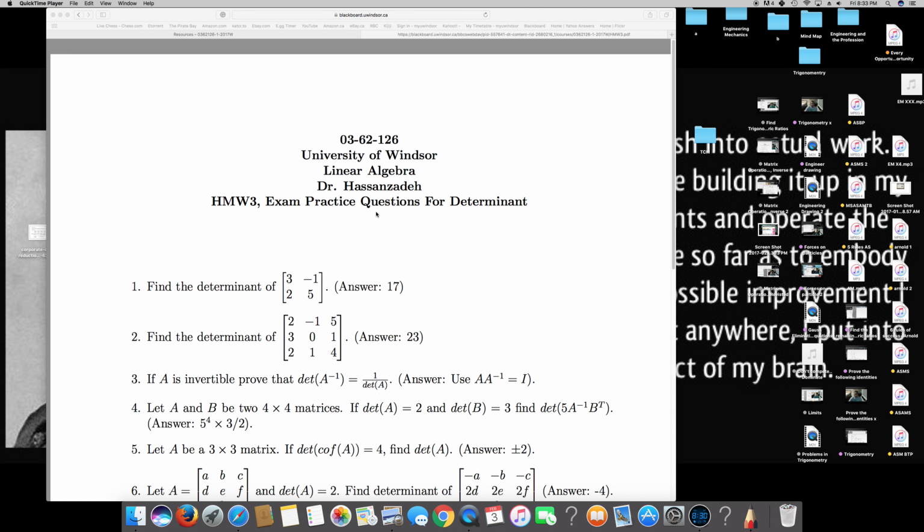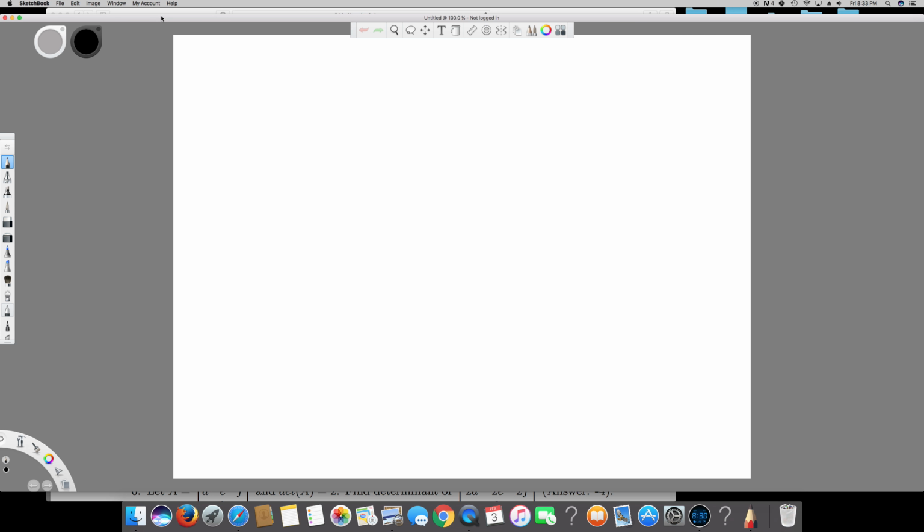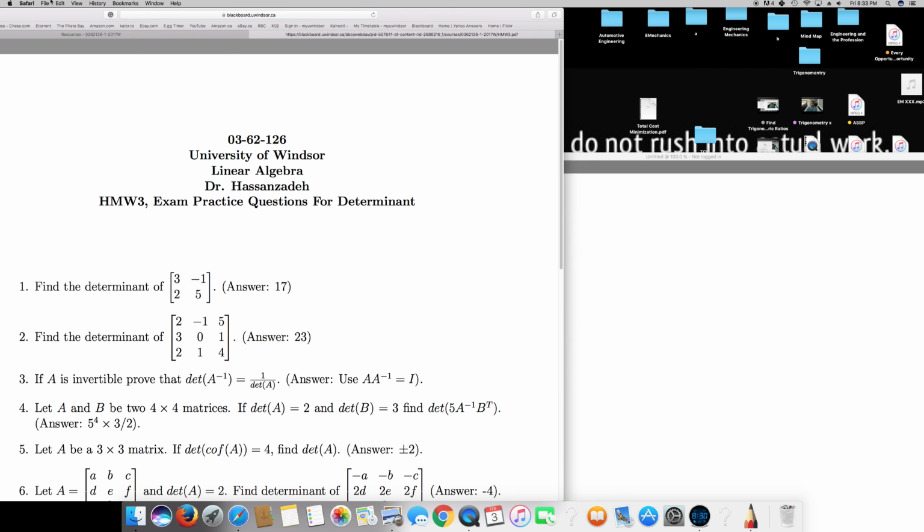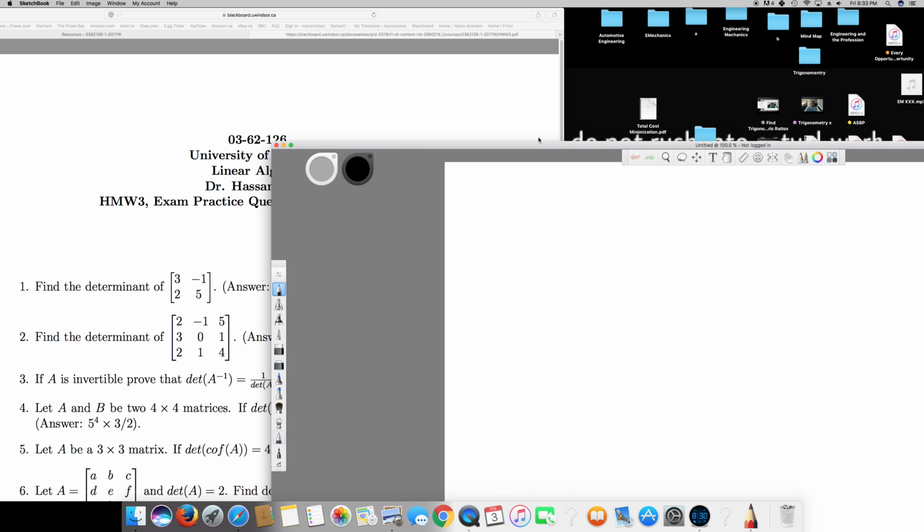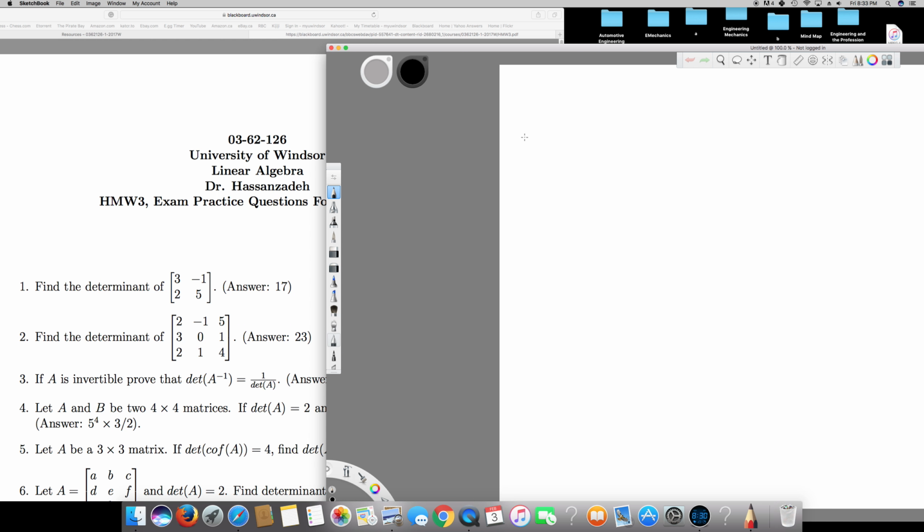determinant of matrices. So the first question is asking, find the determinant of the matrix 3, minus 1, 2, 5. So let's do it. Find the determinant of 3, minus 1, 2, 5. So here we go.